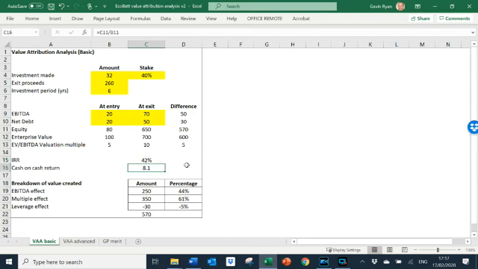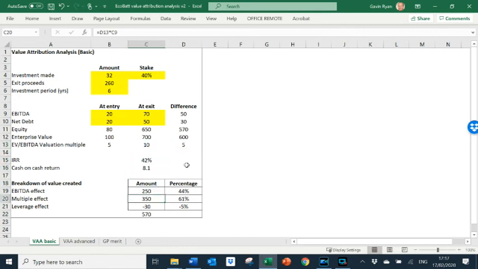I can now break down where the sources of value are coming from. So the EBITDA effect of 250 I calculate by taking my EBITDA difference, which I get from here, which is 50, and I multiply that by my valuation multiple at entry of 5, and that measures the effect of the growth in earnings. The multiple effect is different. For my multiple effect, I take C9, which is the EBITDA exit, and I multiply that by the difference in multiples, which is 5, and that gives me 350 for the multiple effect.